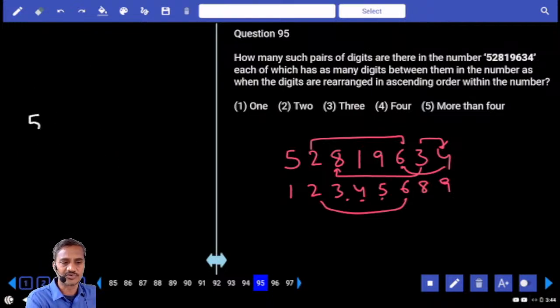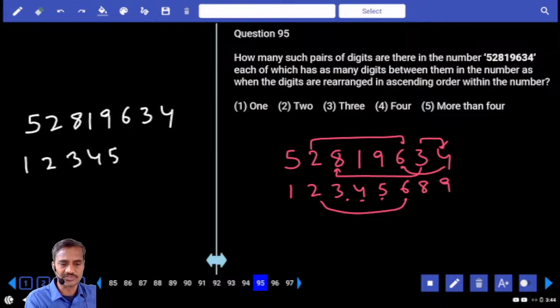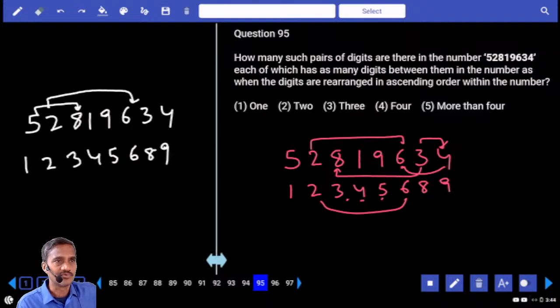Now the number is 5, 2, 8, 1, 9, 6, 3, 4. If you arrange all this: 1, 2, 3, 4, 5, 6, 8, 9. Now tell me how many pairs are there. Between 2 and 6, there are 3. Here also between 2 and 6, there are 3. 5, 6, 7, 5, 6, 8. Between 5 and 8, there is one more, because 7 is not there. So more than 4, choice 5, 95.